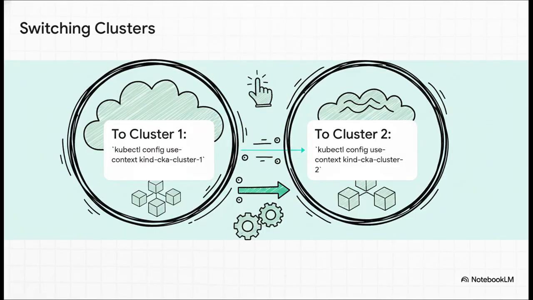And switching between them, it's so easy. The command is kubectl config use-context, and then you just give it the name of the one you want to talk to. So if you want to work with your first single node cluster, you just run use-context kind-cka-cluster1, and when you're ready to go back to the big multi-node lab, you run it again for kind-cka-cluster2. It's that simple.